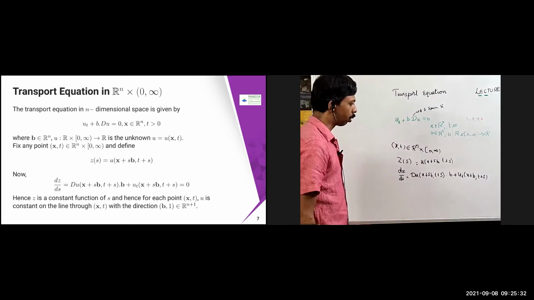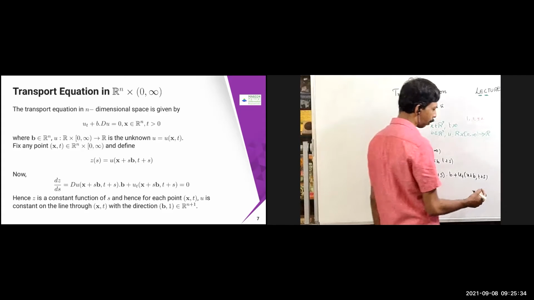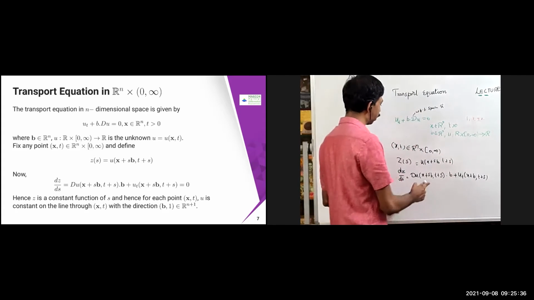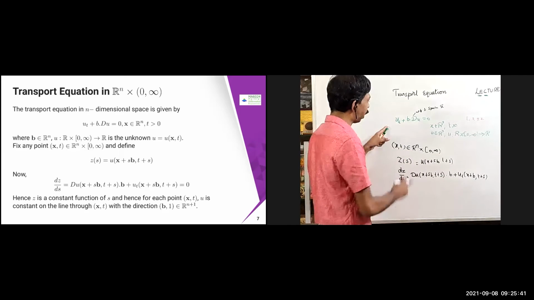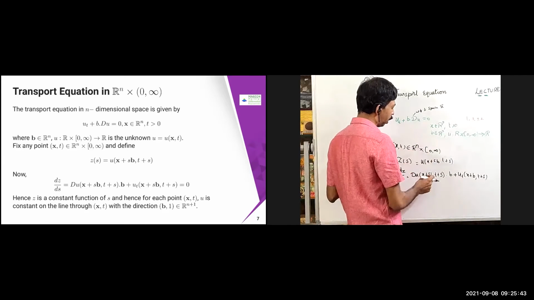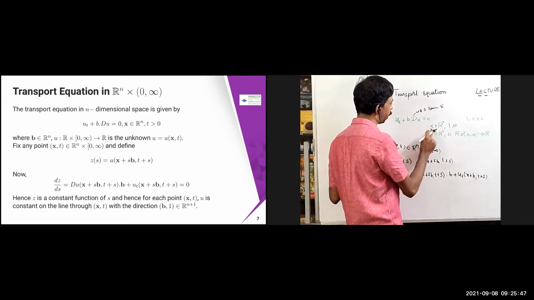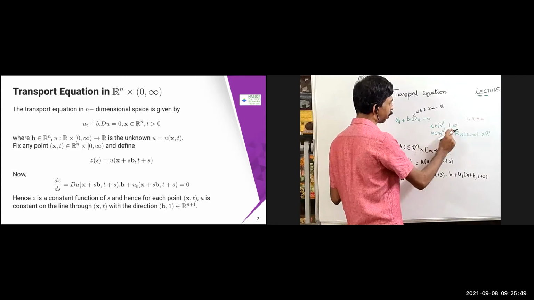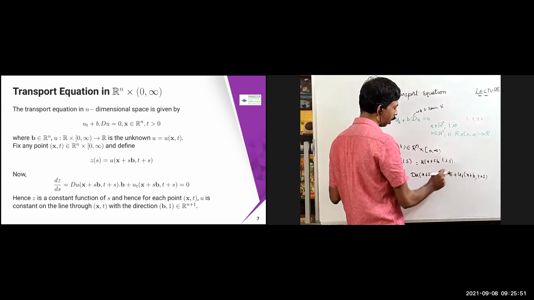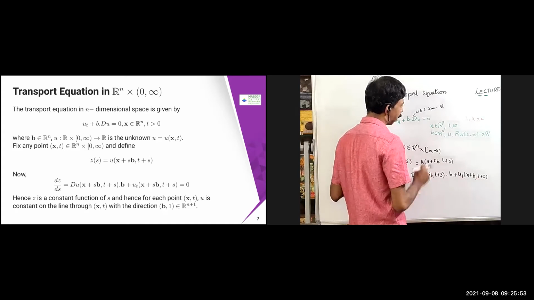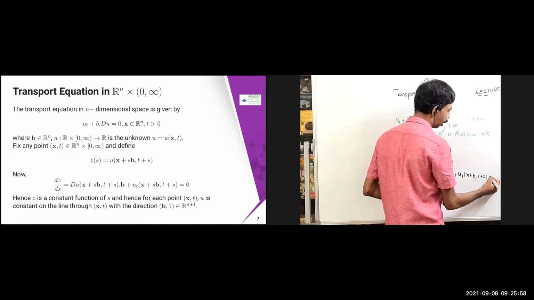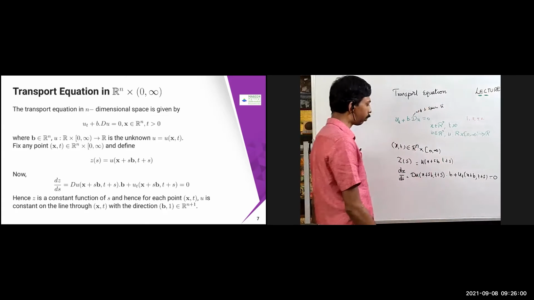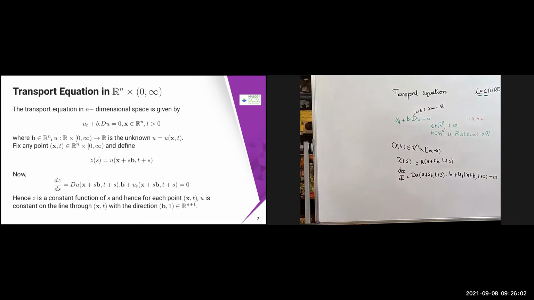Now what we are going to check is what this one is. This is nothing but u_t + b·Du, where x belongs to R^n and b belongs to R^n. So x + sb, for arbitrary s, is also going to be in R^n, and t + s is also greater than 0, because t is greater than 0 and s is greater than 0. So this is true for all x in R^n and t greater than 0. Therefore this is also equal to 0. So dz/ds equals 0.